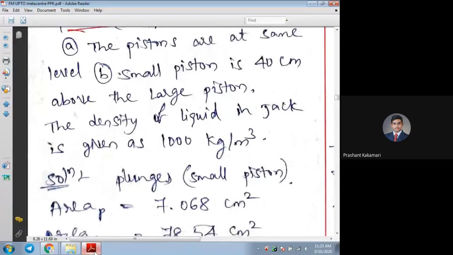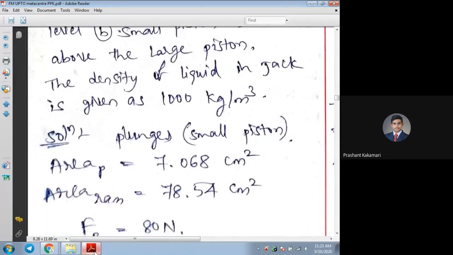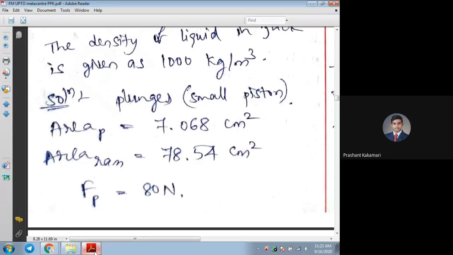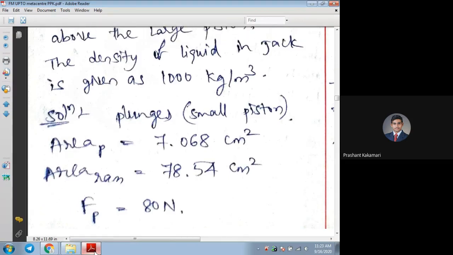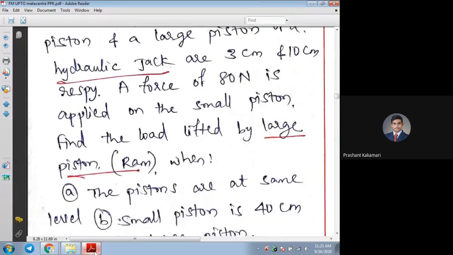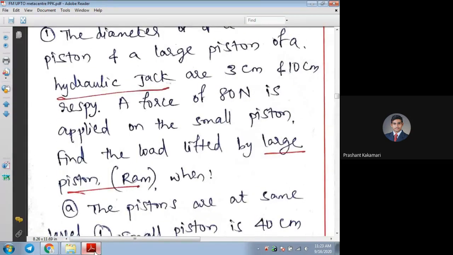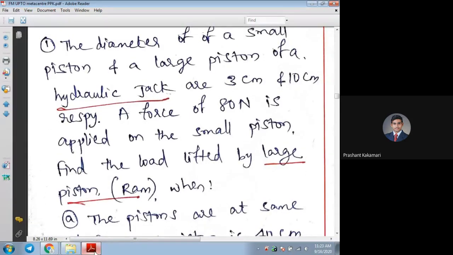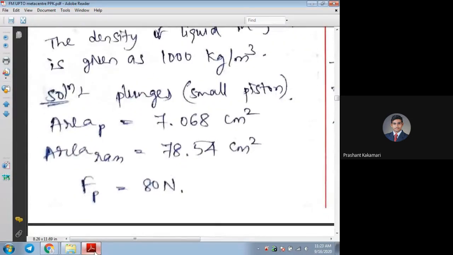So this is given in the problem. Now we need to take all the given details. The small piston, you can call it a plunger. Then, how much is the area of that small piston? They have given 3 cm as the diameter. So if the piston diameter is known, I can find out the area of the piston.